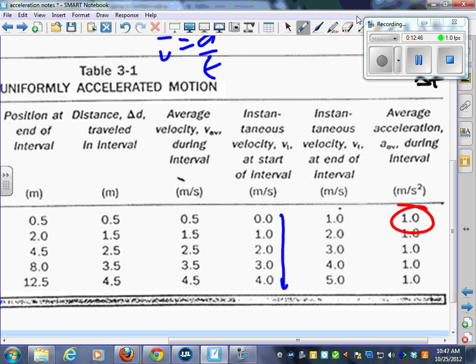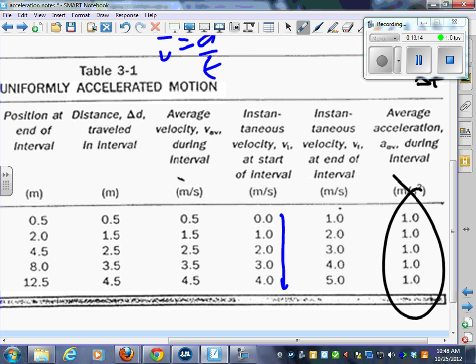If I started at 1 and then I went to 2, how much did I change by? 1, and Nick needs to put his phone away. And that happened in 1 second, which means my acceleration is 1. And if I started at 2 and I ended at 3, I changed by 1, and it happened in 1 second, so my average acceleration is 1. And the average acceleration is a consistent 1 meter per second squared. Why is it a consistent 1 meter per second squared? Because the ramp is straight, right?